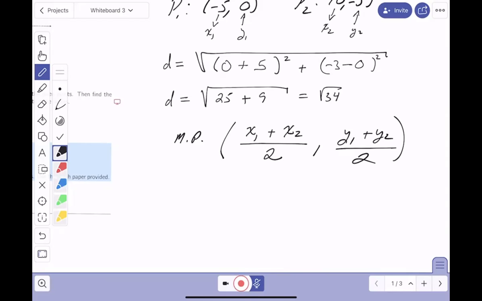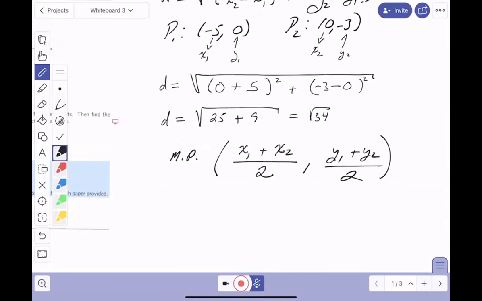So what do you get over here? Someone says, what's x1? Well, I'm reading it. I'll write down for you. It's -5 plus what's x2? It's 0, over 2, comma. What's y1? Oh, geez, 0. What's y2? It's -3.